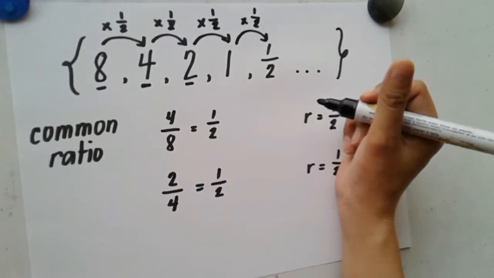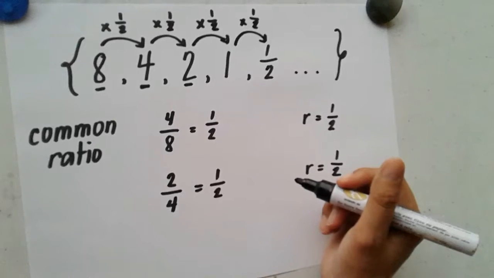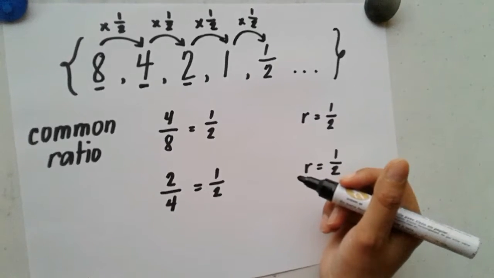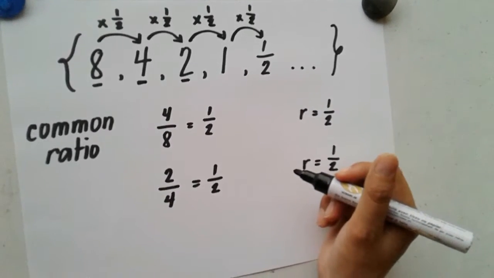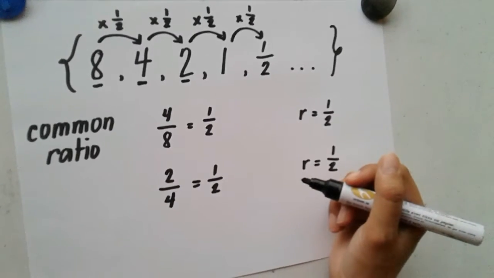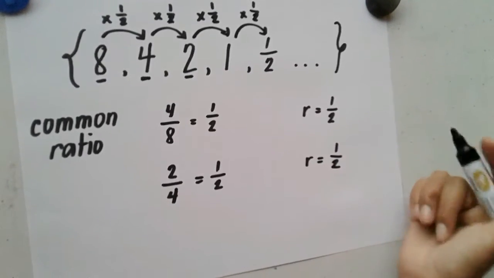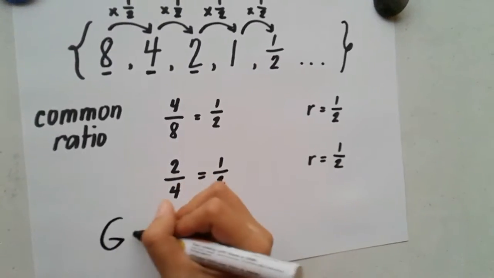This means that our sequence holds this pattern, by taking a term and multiplying it by 1/2 in order to get the next term in the sequence. That means that we have a common ratio of 1/2. And that also means that this sequence is geometric.